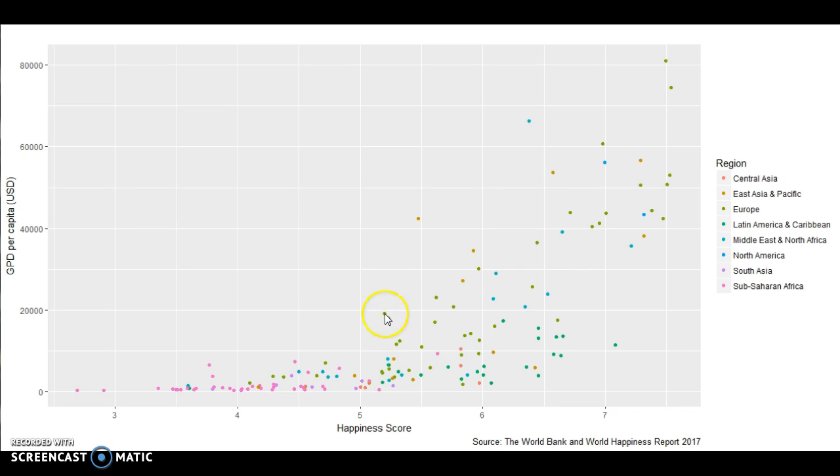So I'm going to start by looking at this little cluster in the lower left-hand side, which is the region that falls below a GDP per capita of $10,000. And you can see that's probably pretty densely populated, but people aren't super happy over here. Most of the happiness scores are falling between 2 and 5.5. We can see that it's mostly little pink and purple dots, which are South Asian and sub-Saharan African countries.